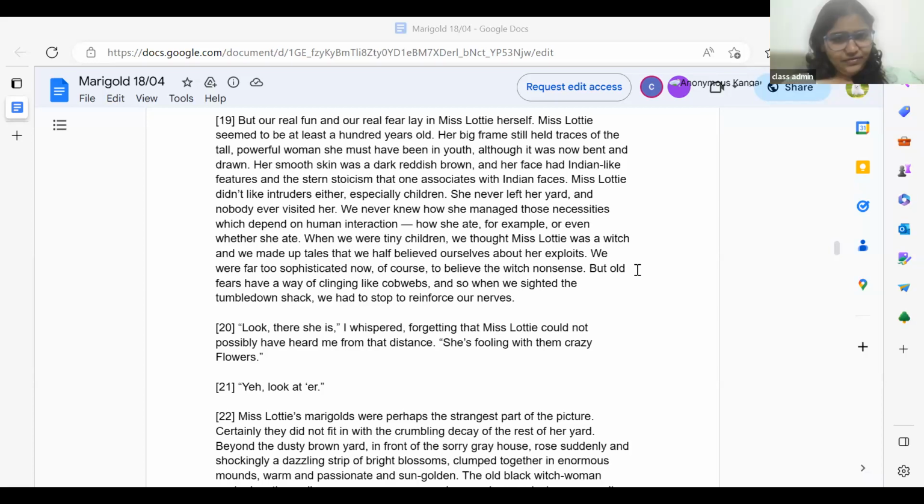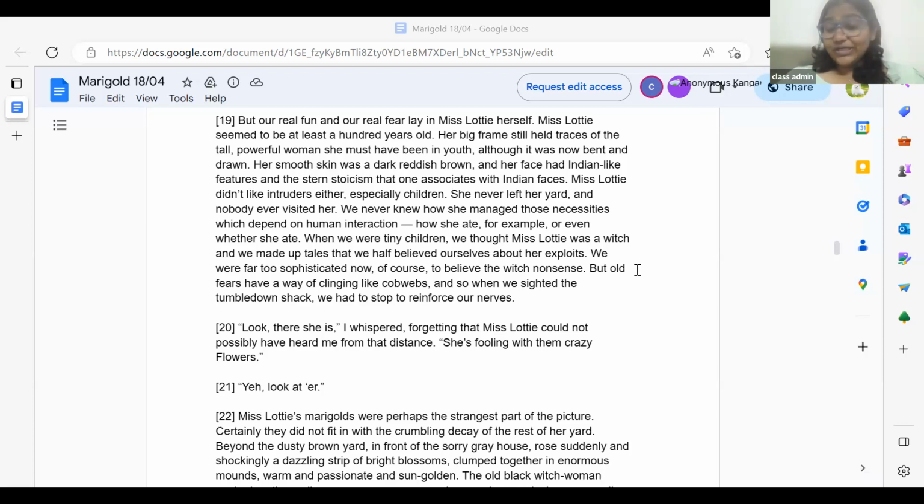It's mostly fear, okay. See, her big frame still had traces of the tall, powerful woman, although she now bent and drawn. Okay, now her smooth skin was a dark reddish brown. So you see the smoothness. You generally don't have smoothness, right? When you know that people come from a certain background, only this kind of smoothness, the color and texture that we talk about here.